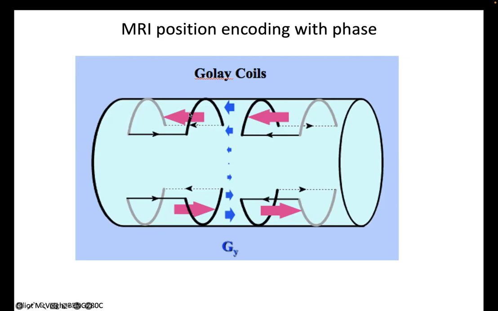When the current rolls through here like this, if I use the right-hand rule and put my thumb across this line here, then I'll have a magnetic field going around like this, in that direction.